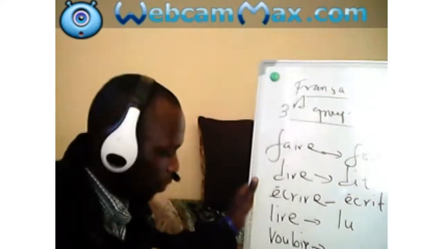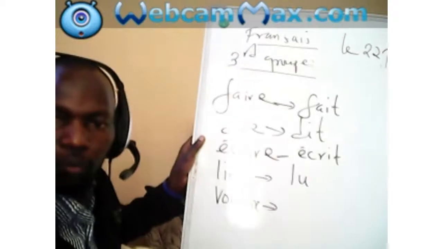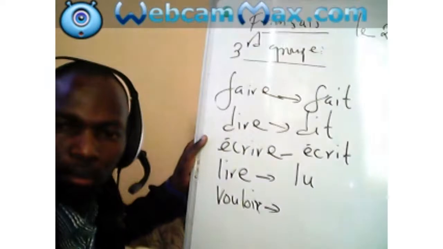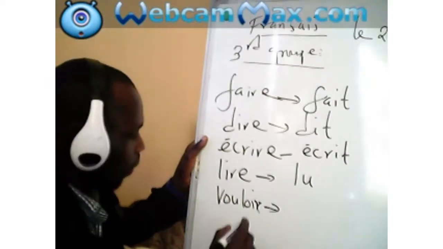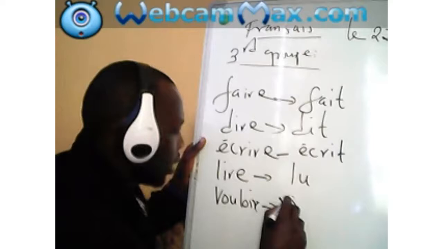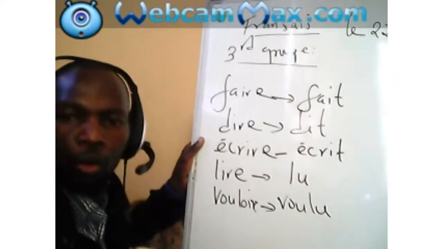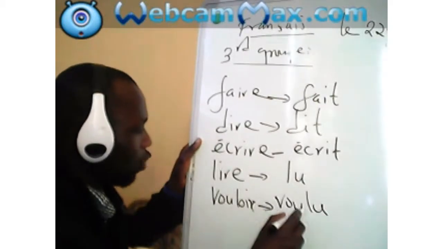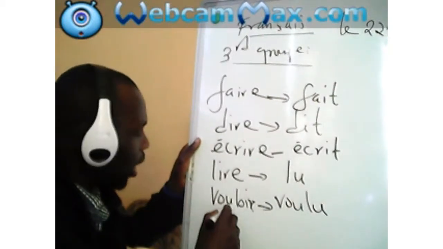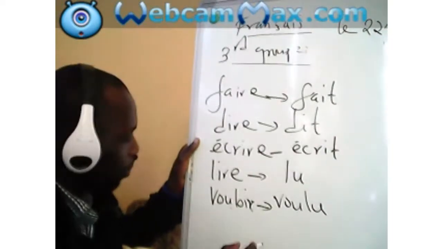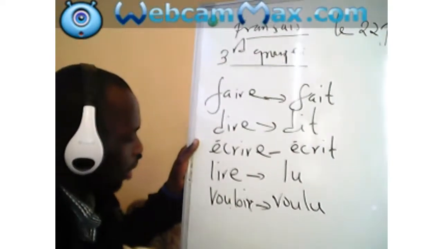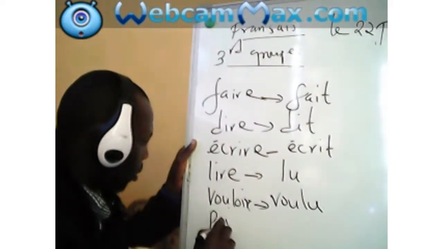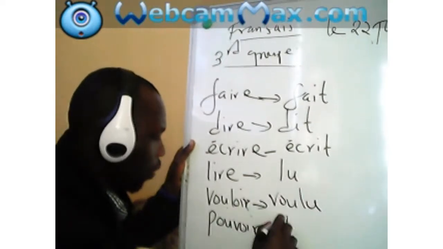The verb vouloir, the past participle is voulu, wanted. The verb vouloir, voulu, wanted. Vouloir, to want, voulu, wanted. We have the verb, for example, the verb pouvoir, to be able to. So the past participle is pu.